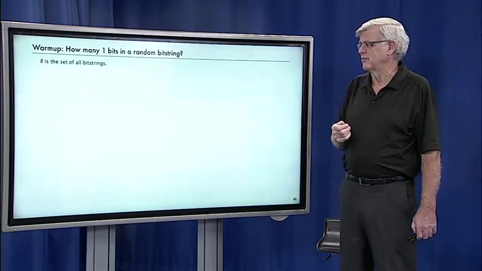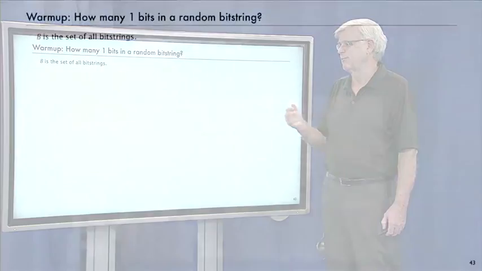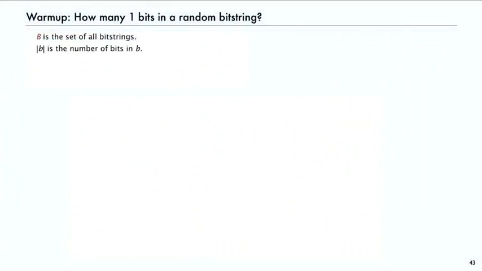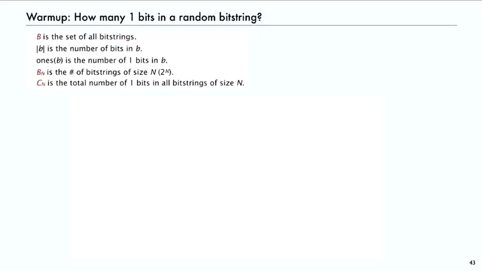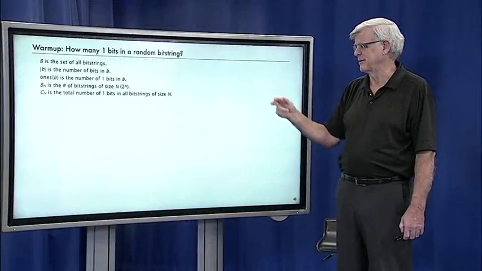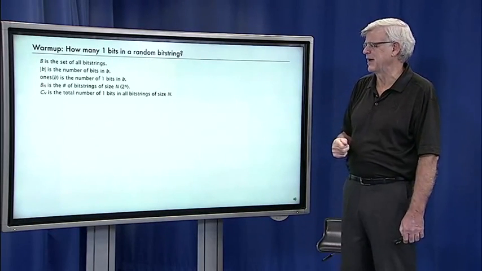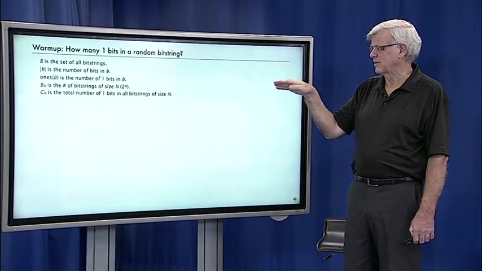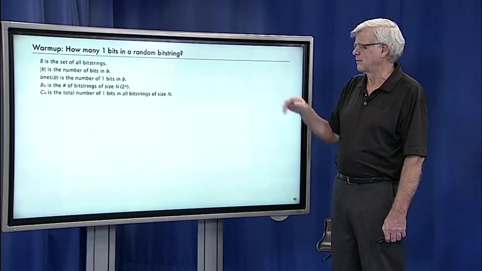How many 1 bits in a random bit string? Okay, so B is the set of all bit strings. The number of bits is our size function. The cost function, we'll call it 1 sub B, is the number of 1 bits in a given bit string. The number of bit strings of size n, that's B sub n, and that's 2 to the n. And then the accumulated cost, C sub n, is the total number of 1 bits in all bit strings of size n.